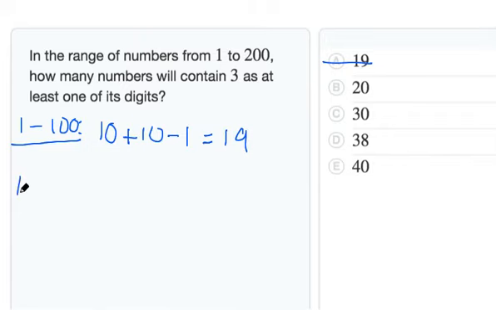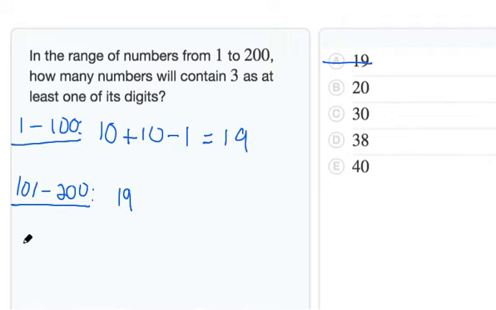So if we think about all the numbers between 101 and 200, again, the only numbers that could contain 3 as at least one of its digits either have a ones place with a 3 or a tens place with a 3. And this hundreds place is not affecting the amount of occurrences we get for how many numbers have the digit 3. So that actually has the same amount of occurrences between 1 and 100 as it will between 101 and 200. So that's another 19 numbers by the same logic as we counted above.